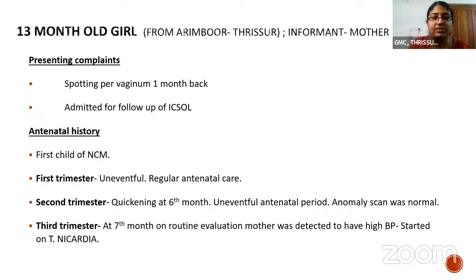Antenatal history: she was the first child of a non-consanguineous marriage. First trimester was uneventful. They received regular antenatal care. During second trimester, quickening was felt at 6 months. Uneventful antenatal period. Anomaly scan was also normal. During third trimester, at the 7th month, on routine evaluation, the mother was detected to have high BP and was started on tablet Nicardia.